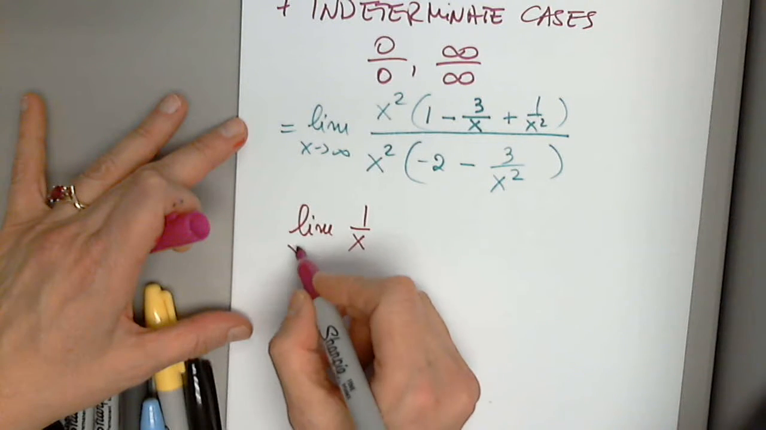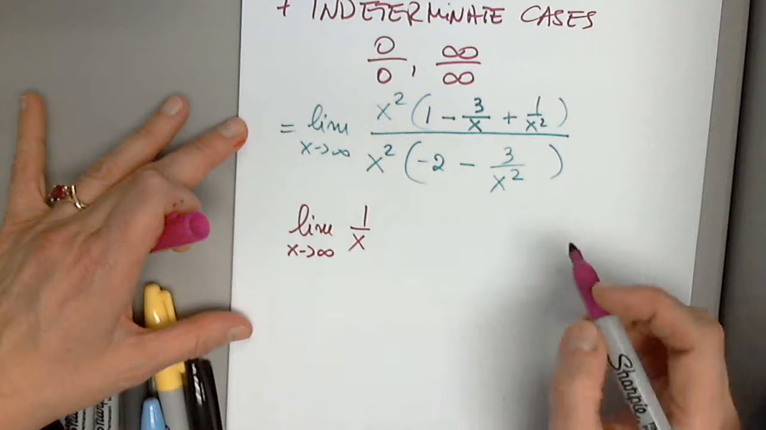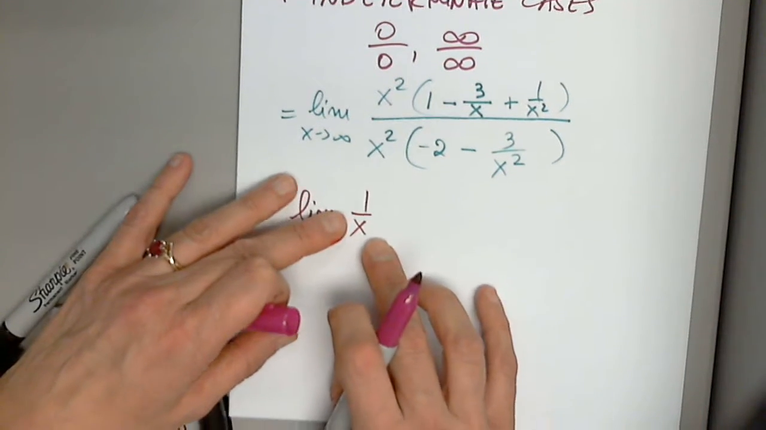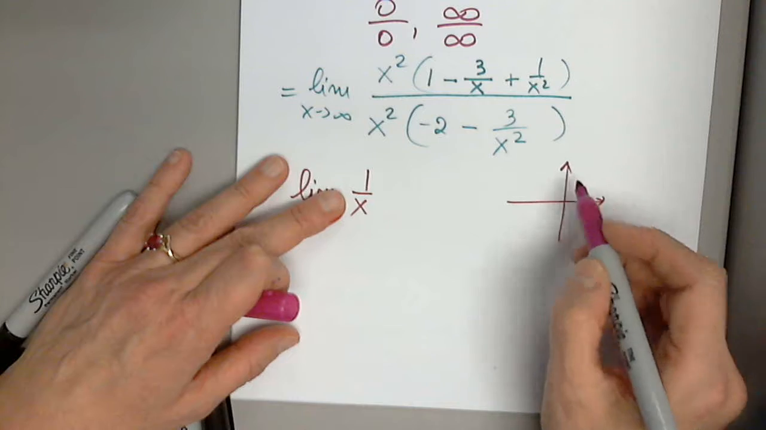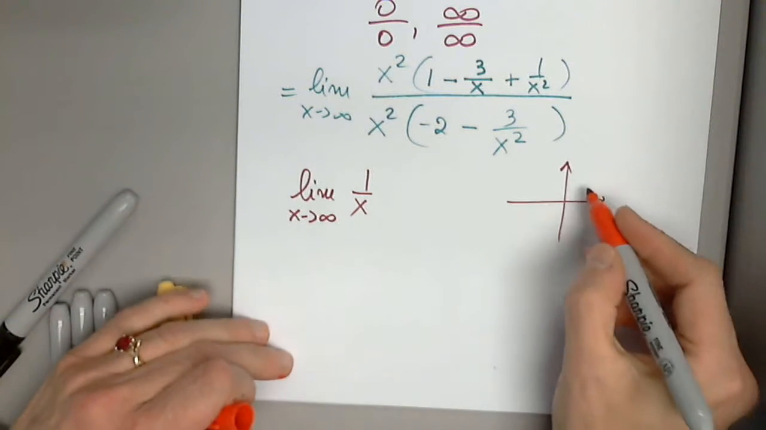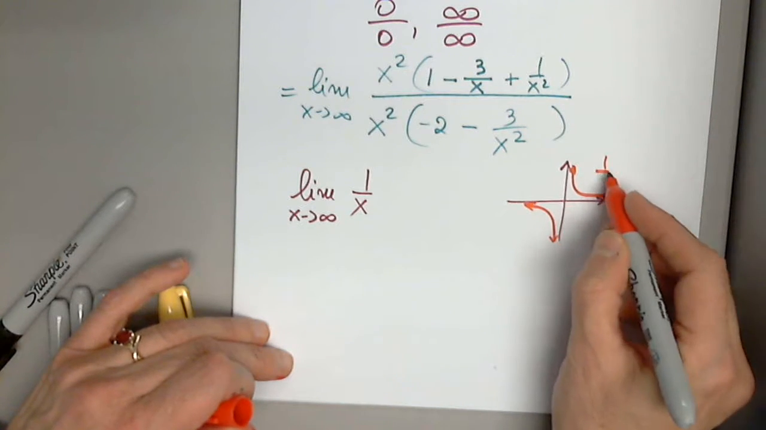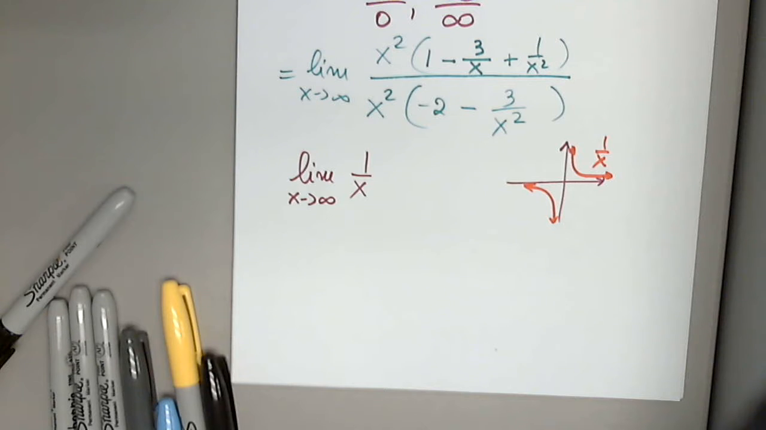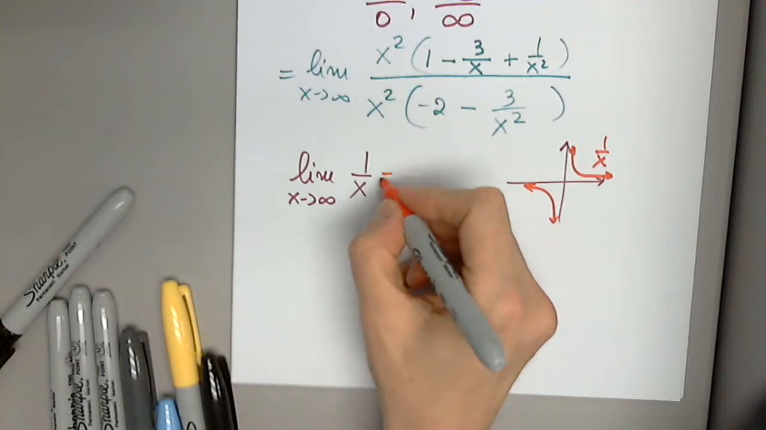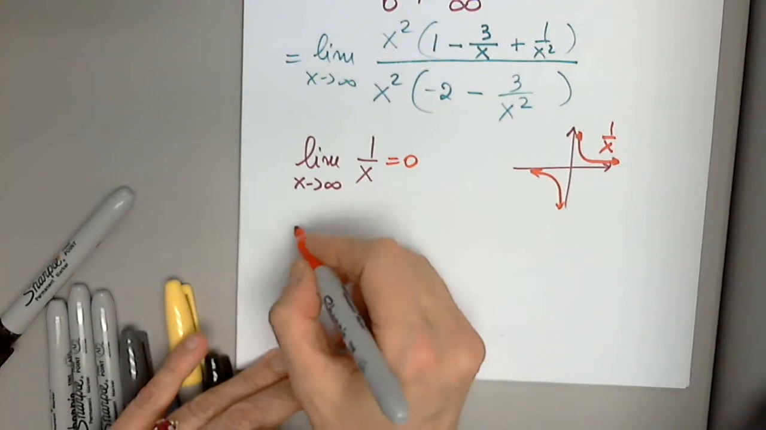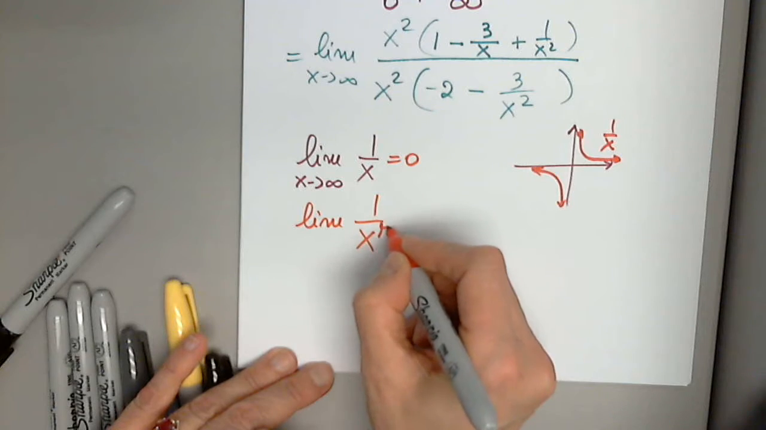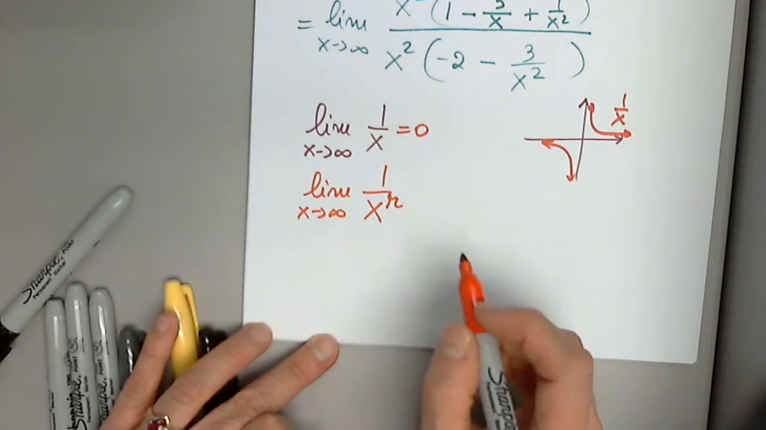Now we stop to have a short discussion about limit of 1 over x as x approaches infinity. Do we remember the graph? A few minutes ago we talked about the graph. Let's look at the graph again. Here it is. So this is a graph of 1 over x. So as x approaches infinity, where will the function values go? Exactly.